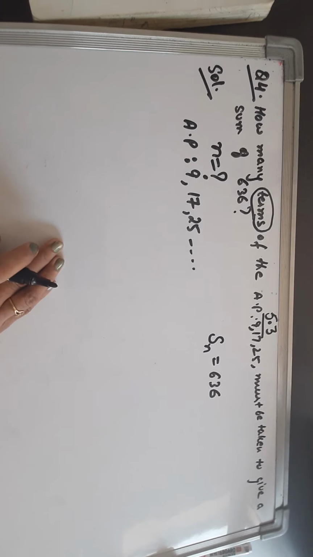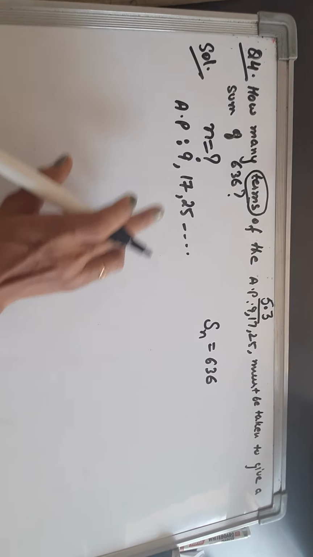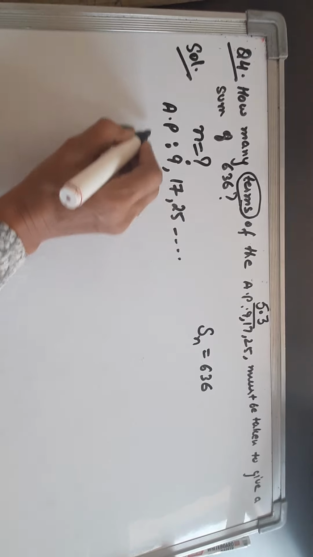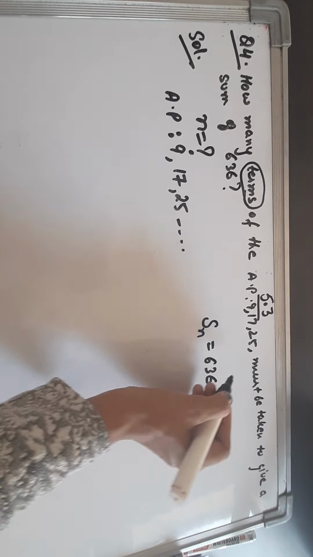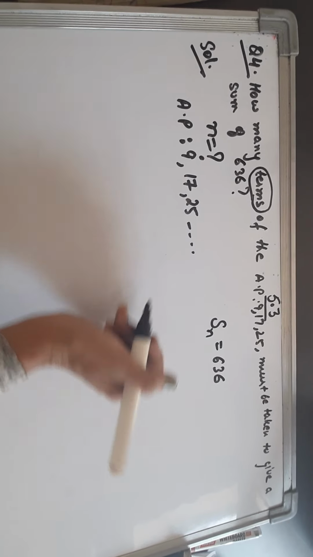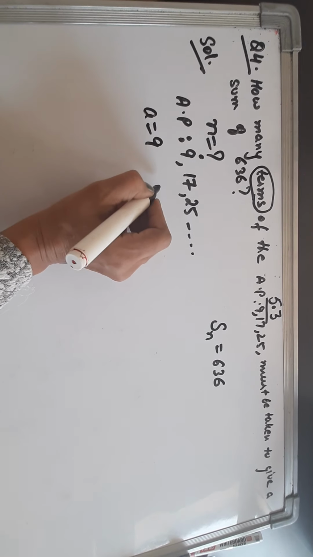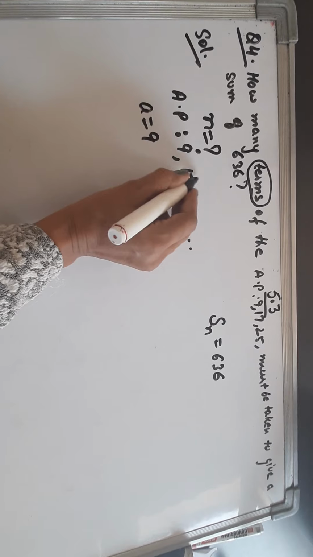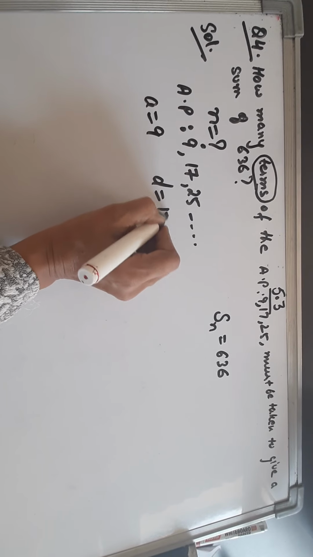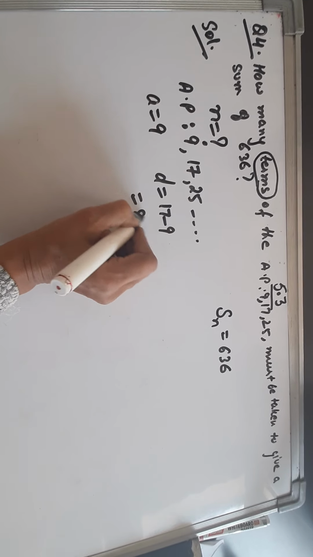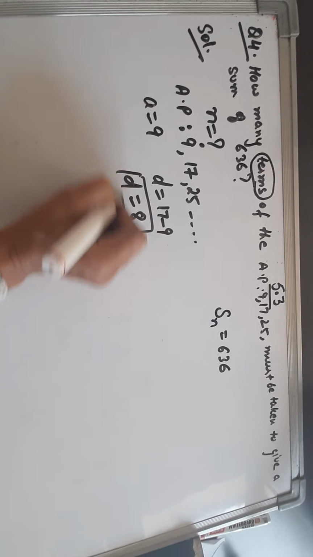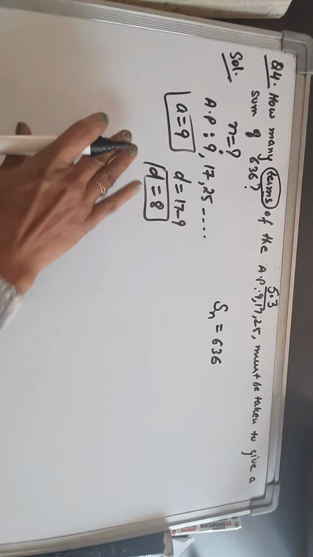So dear students, as I told you, always start from the given part. So what is given to you? The AP is given to you. Then the sum of n terms is given to you. From the AP you will get a equal to 9, the first term, and the common difference, second term minus first term, that is 17 minus 9, that is 8. So from the given AP we get a and d.